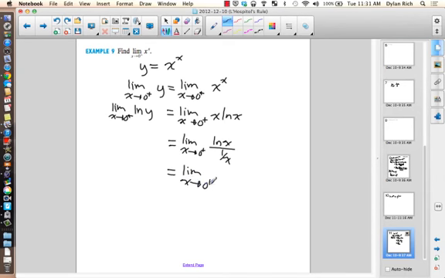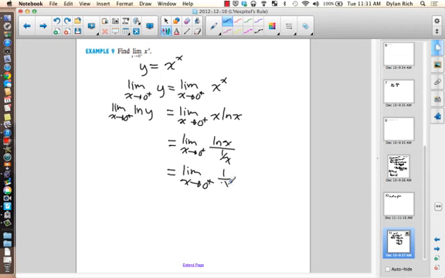What should I check before I do this next step? L'Hopital's rule applies, so negative infinity over positive infinity, it works. Why don't I want to put this as 1 over ln of x? Because that's ugly. And then when I take the derivative, it's not going to be really nice.